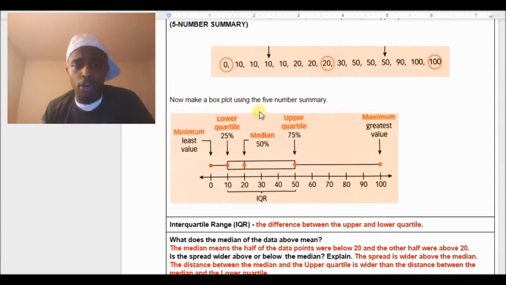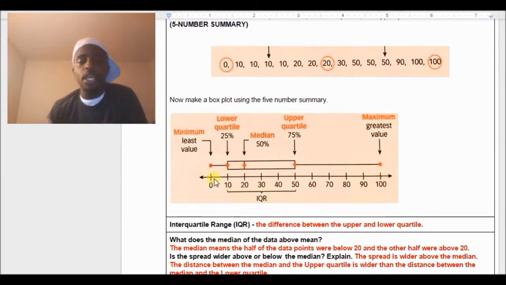All right, now on your page, it should be blank here, and I want you to now make a box plot using the 5-number summary. The first thing you're going to want to do on your paper, since you're going to be drawing yours from scratch, is draw your number line. Notice on my number line, I start at 0, since that's my lowest data point, and I go all the way up to 100, which is my maximum data point. And I go in intervals or groups of 10. So 0, 10, 20, 30, 40, all the way up to 100.